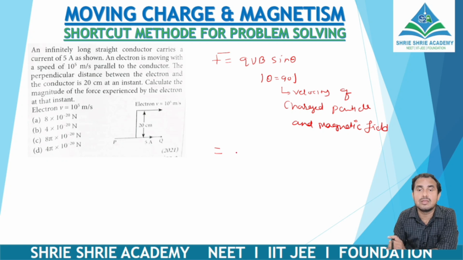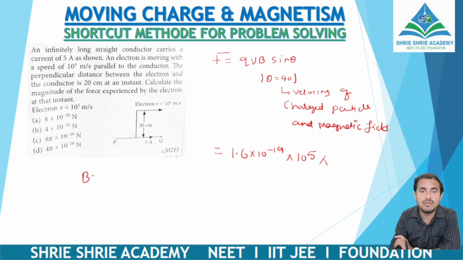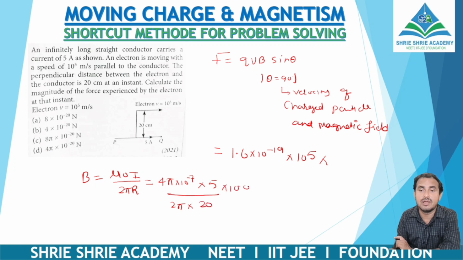So q, the charge of the electron, is given as 1.6 into 10 to the power of minus 19. Velocity is given as 10 to the power 5. And the magnetic field due to this wire is B equal to mu naught I divided by 2 pi r. So mu naught is 4 pi into 10 to the power minus 7, current is given as 5 ampere, divided by 2 pi, and the distance is 20 centimeter, that is 20 divided by 100.